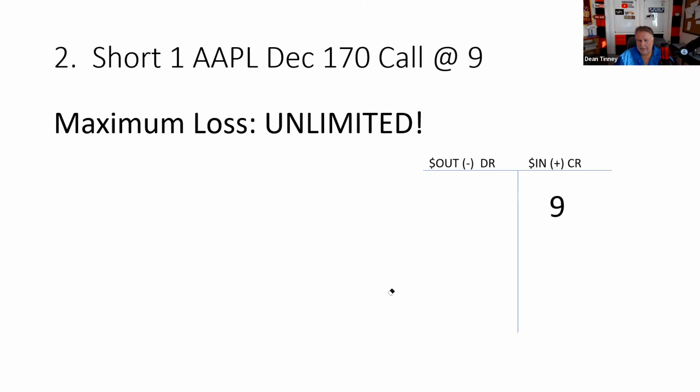Okay, now different phraseology. Your customer goes short one Apple December 170 call at 9, when Apple is 172. Several weeks later, so I didn't say expiration, I said several weeks later, Apple's at 188, and your customer closes out at intrinsic value.